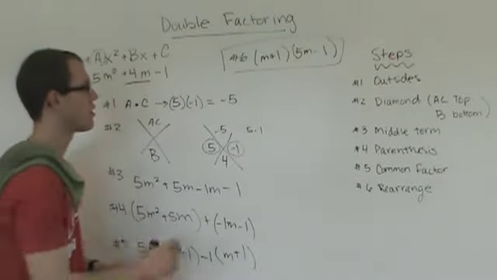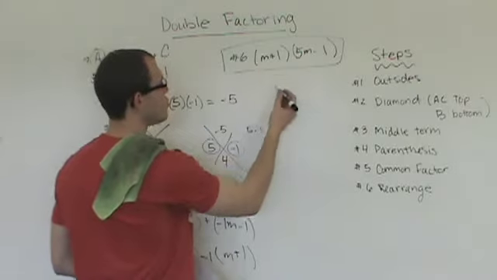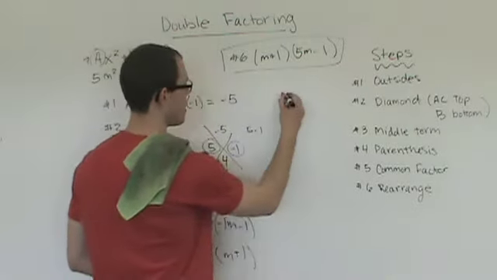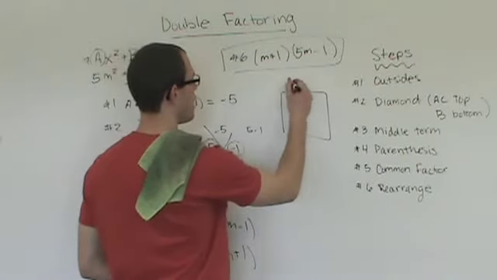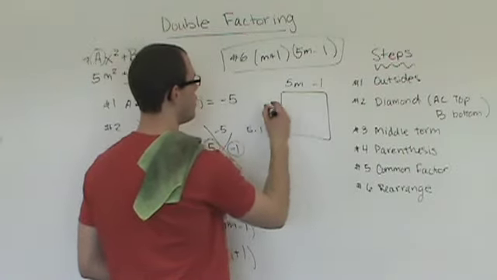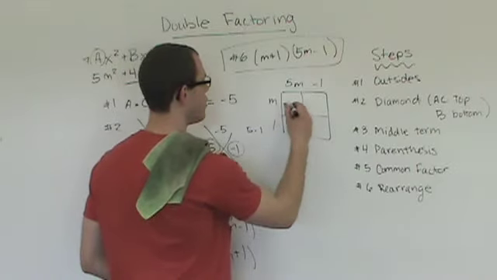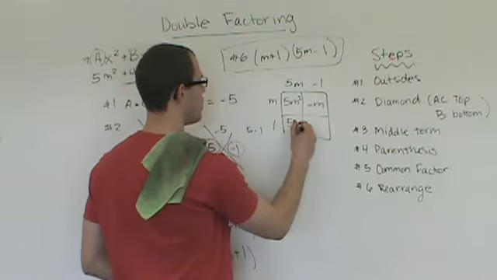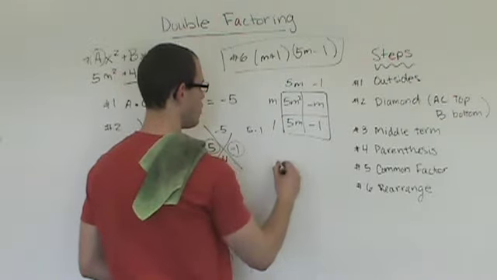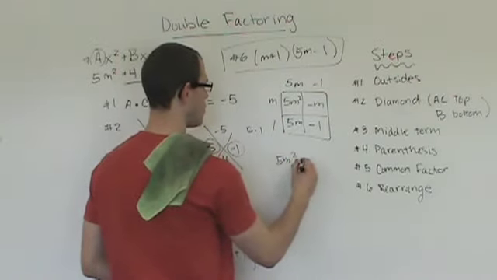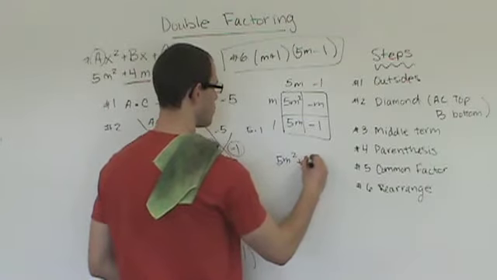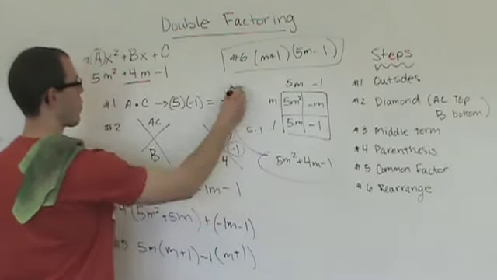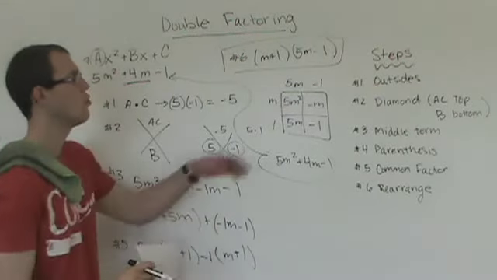So let's do that real quick. I'm simply going to do the box method. So let me do that right here. I have 5m, -1, I have m and plus 1. This makes it 5m squared minus m, plus 5m minus 1, so 5m squared plus 4m minus 1. Is that what we started with? Yep. So we did it correctly.